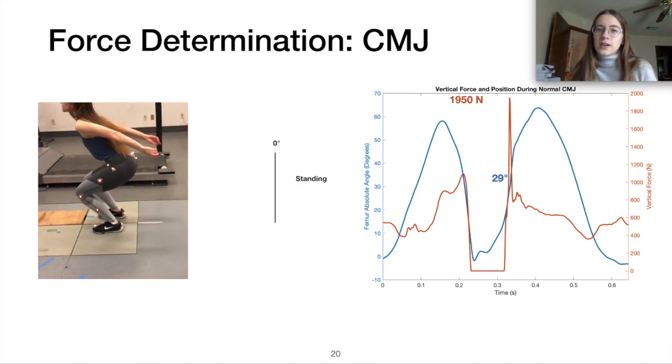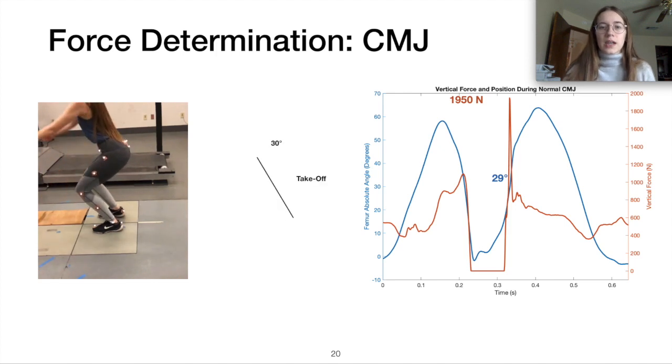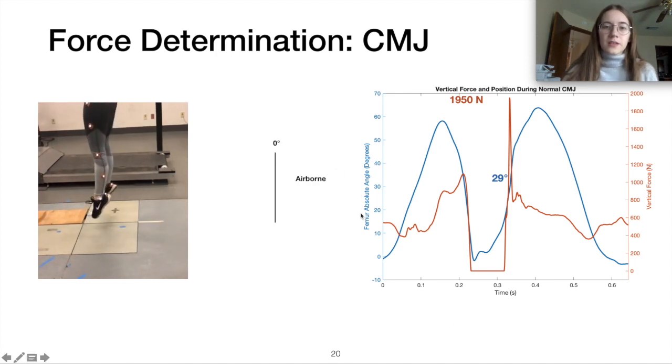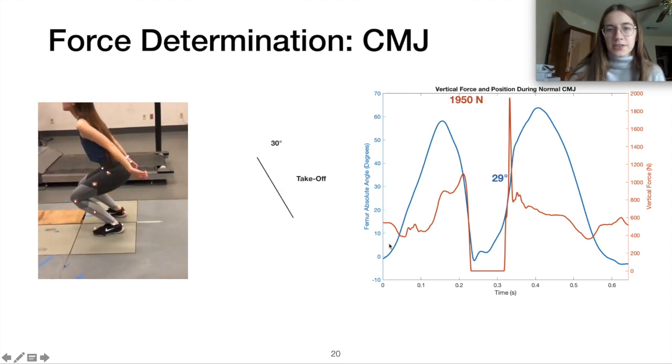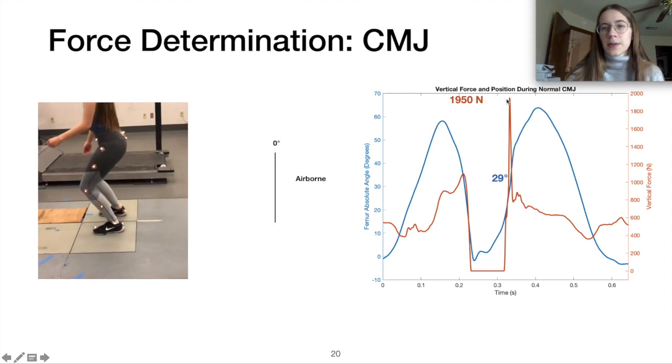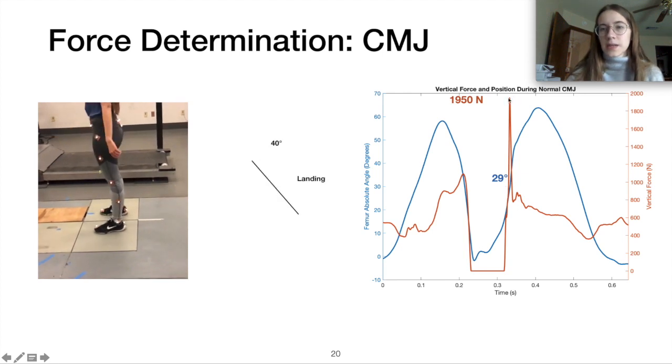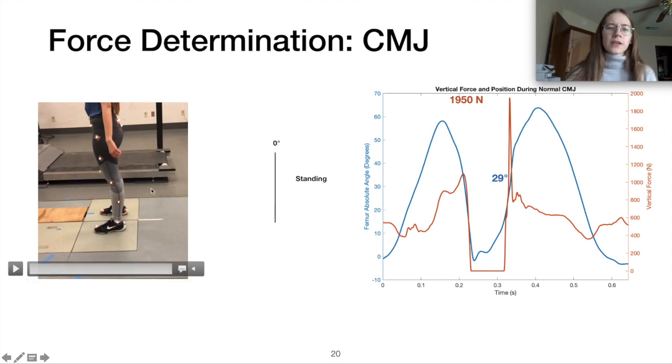And on the right here, you see a graph, and I plotted the absolute angle of the femur, which is this. You can see airborne, landing, how it tilts, and then it stands back up straight. So 0 would be standing straight. So the peak force on the force plates is up here, which is 1,950 newtons. And that happened when the femur was at 29 degrees. This is like the reference point, right? The video is kind of flipped around.